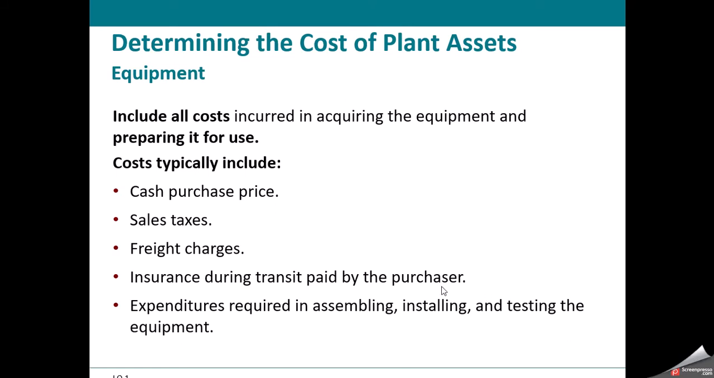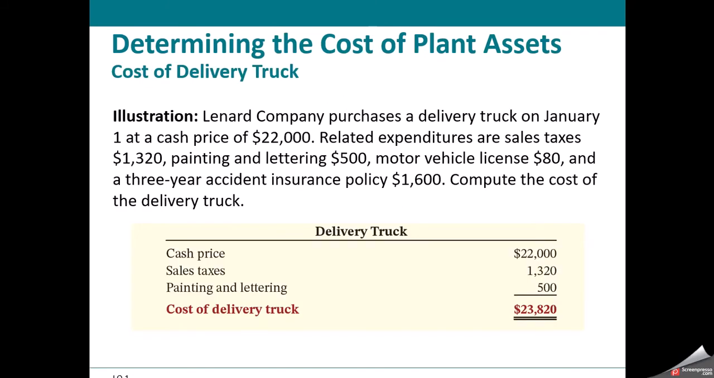So here is again a list of some common costs that would go into equipment. So we've got the purchase price, sales tax, freight charges to get that equipment on site, any insurance that would be paid during the in-transit time frame, and then if there's any costs to get it set up, so assembling, installing, testing, whatever's necessary for us to have it to the point where it's ready to be used.